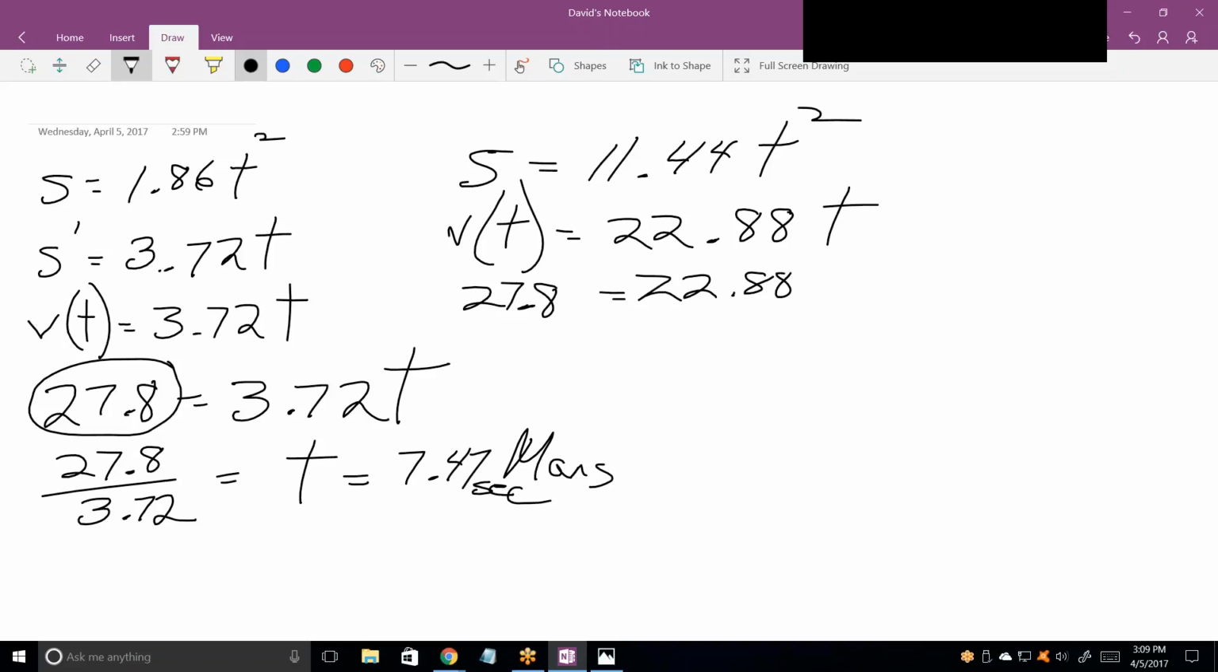So when I divide both sides, you should get 1 and change. 27.8 divided by 22.88. That'd be 1.215, or if I round it, 1.22. Okay. Now, what does that tell you about the difference between Mars and Jupiter?